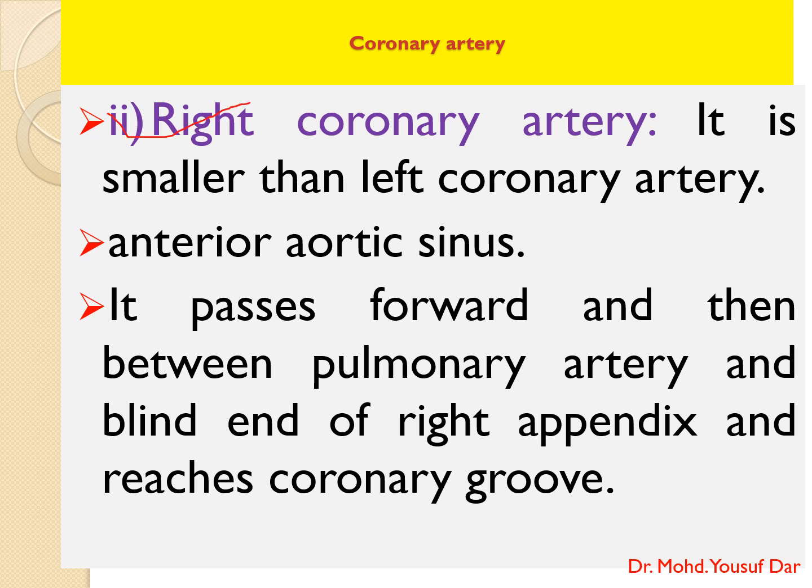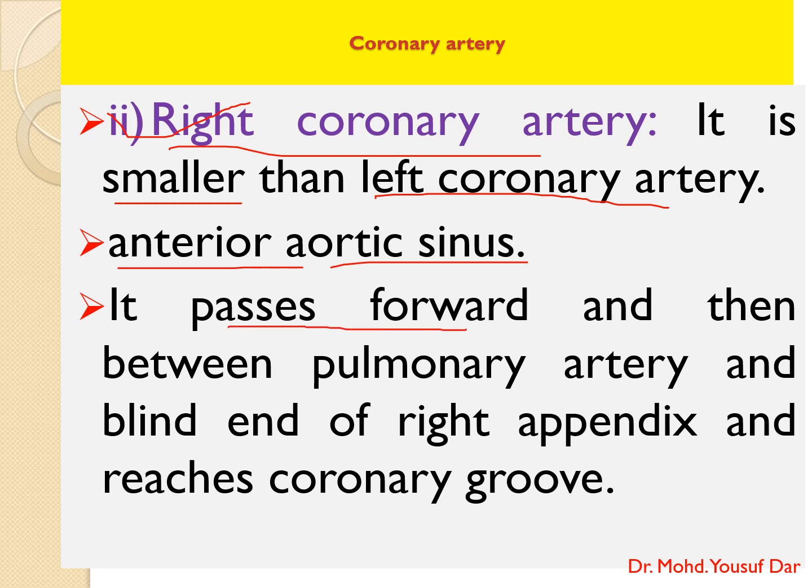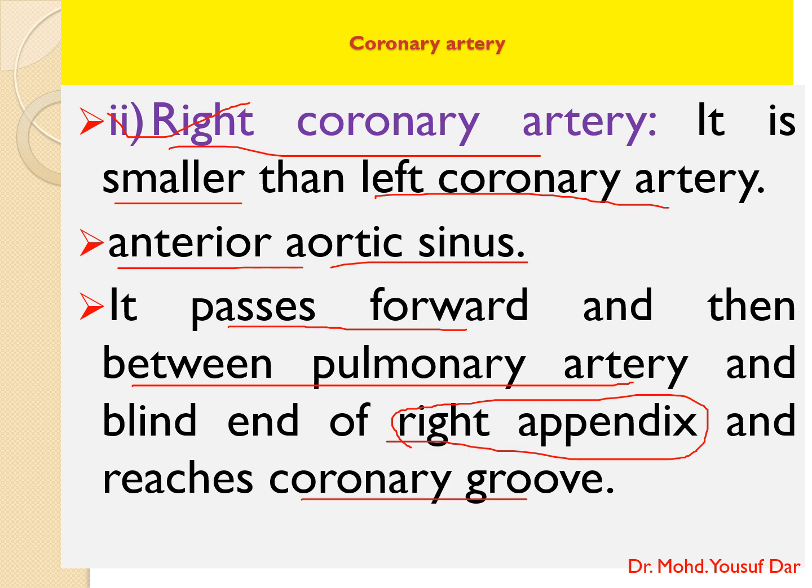Now coming to the next artery, the right coronary artery. The right coronary artery is smaller than the left coronary artery in cattle. It arises from the anterior aortic sinus. When it arises, it passes forwards and goes between the pulmonary artery and the blind end of the right auricular appendix and reaches the coronary groove.